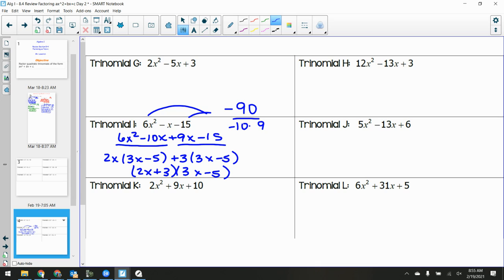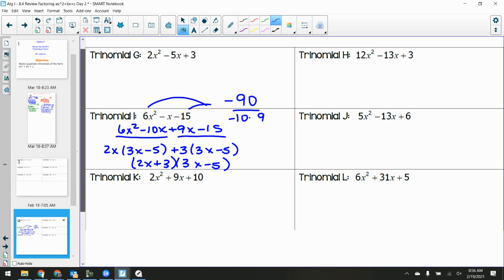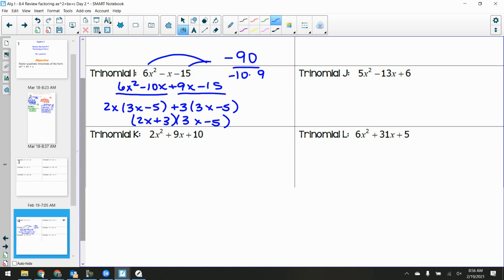Okay, I'll do one more. If you want me to. You go over like L. L, sure. Let's take a look at L. 6 times 5 is 30. Factors of 30 that add to get to 31. 1 times 30. All right. So we have 6x squared plus 1x plus 30x plus 5.